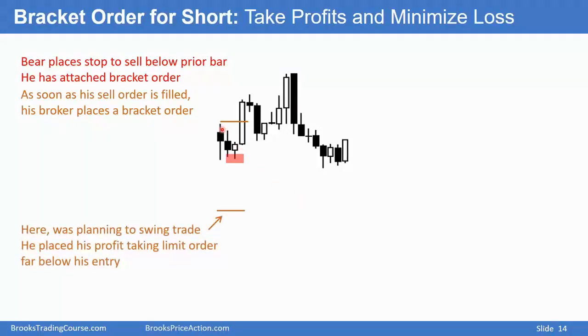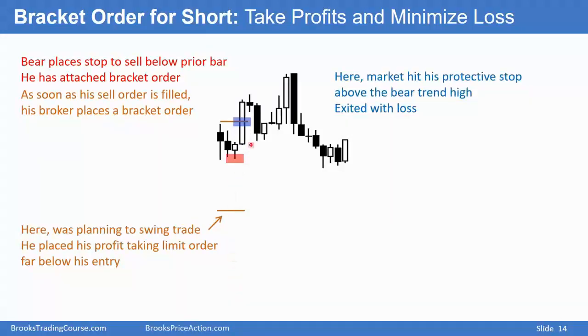In this particular case, let's say he was trying to get out here. Instead of going down, the market went up. He got stopped out with a loss. He sold here. He got stopped out here. This order then disappears. It'll be filled, and this order disappears. As soon as the market reaches his stop, it automatically gets filled at the market, and he would exit with a loss. However, the stop protected him from a much bigger loss.